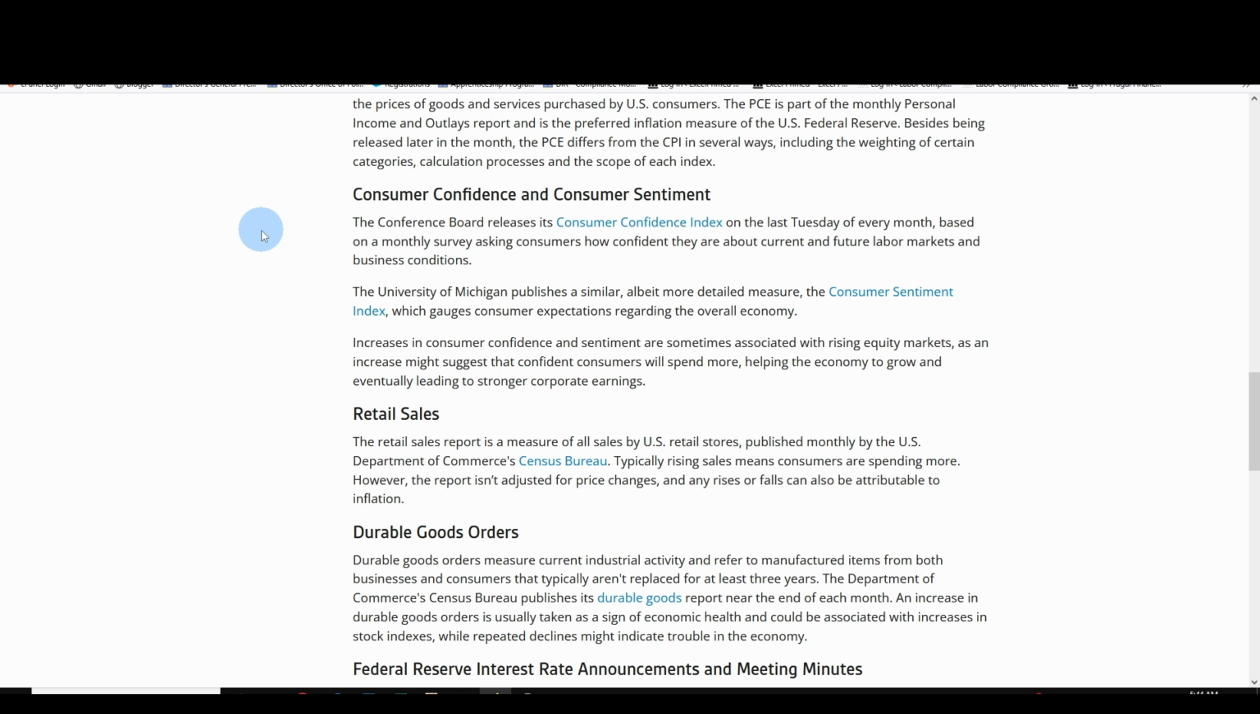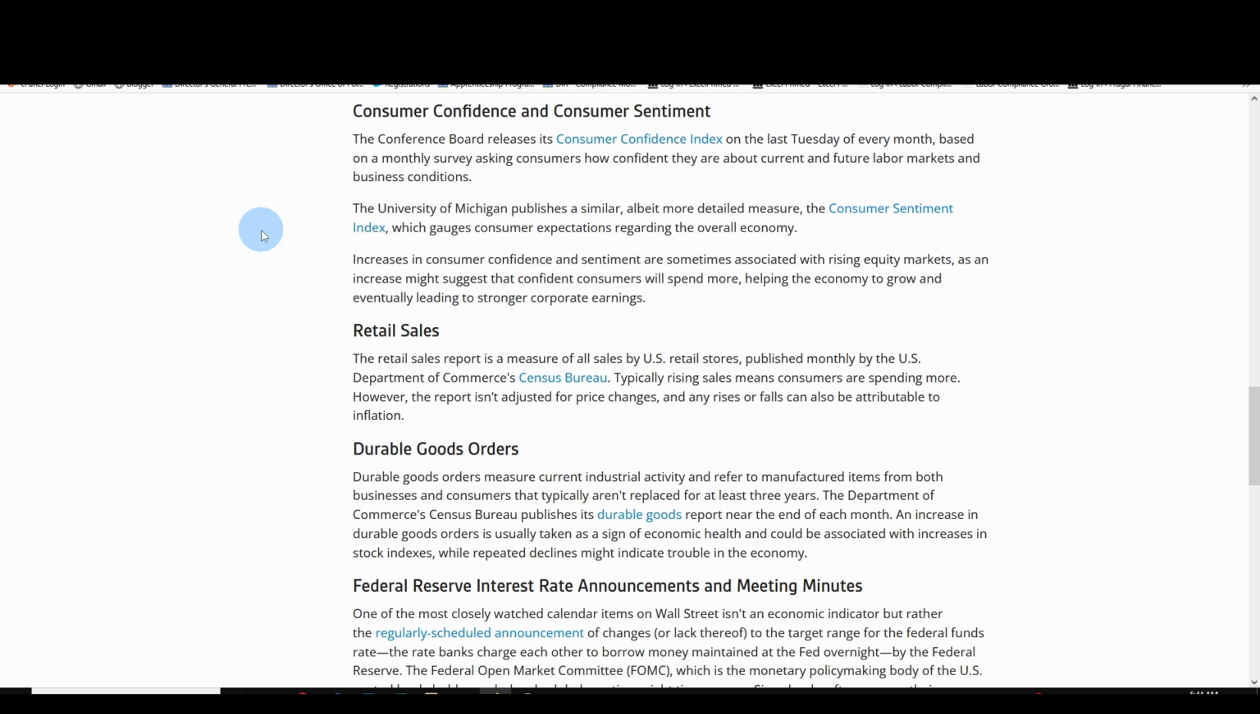Consumer confidence and consumer sentiment. The Conference Board releases its Consumer Confidence Index on the last Tuesday of every month, based on a monthly survey asking consumers how confident they are about current and future labor markets and business conditions. The University of Michigan publishes a similar, albeit more detailed measure, the Consumer Sentiment Index, which gauges consumers' expectations regarding the overall economy.